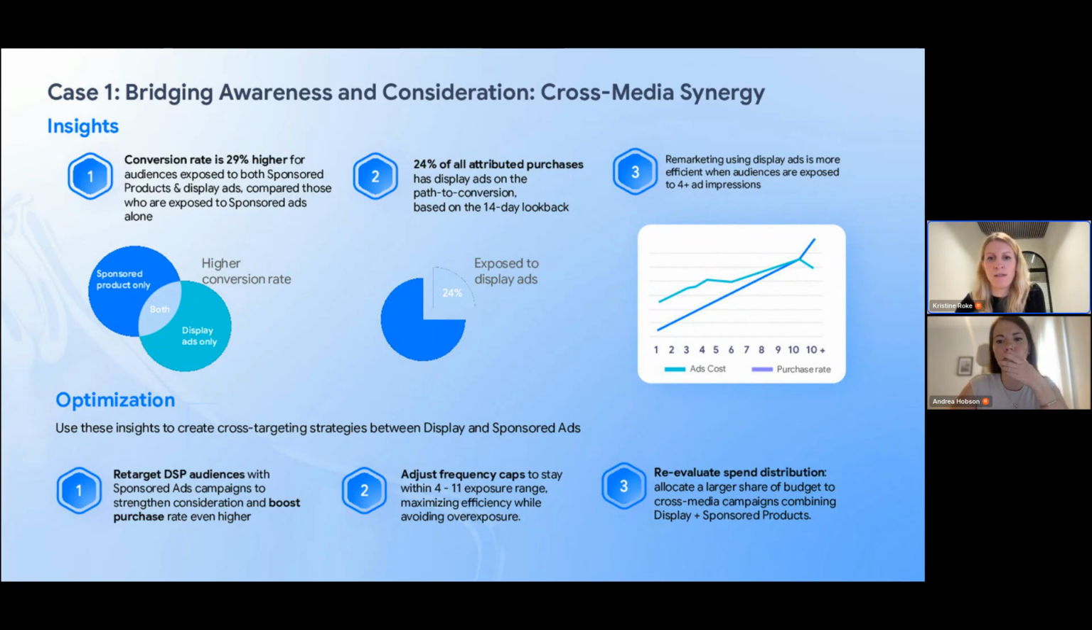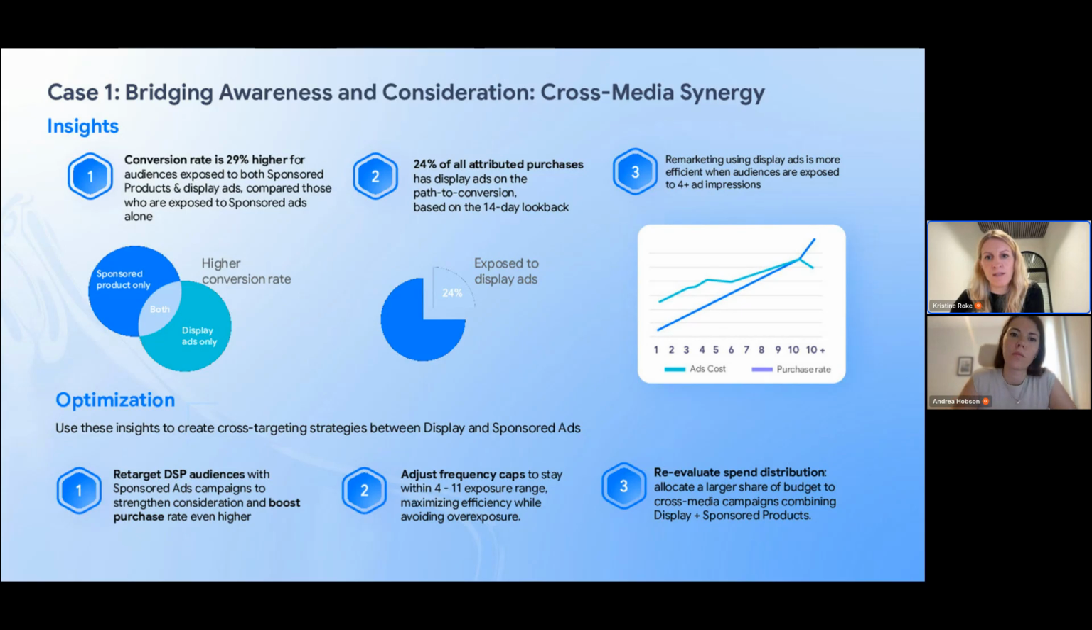Secondly, we can optimize the campaign delivery by adjusting the frequency cap to stay within that 4 to 11 window, ensuring that we are visible enough to influence, but not wasting budgets and overexposing customers to ads, which can also be annoying sometimes. And third, we can reallocate the budgets, investing more in the joint display and sponsored product strategies rather than in a single product campaign, thanks to the insights that we got.